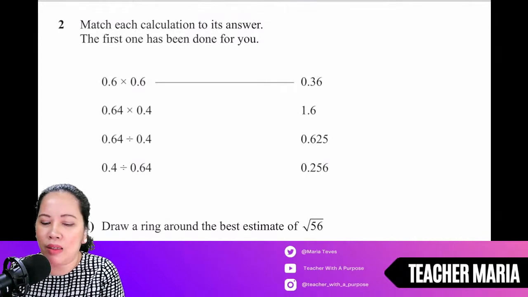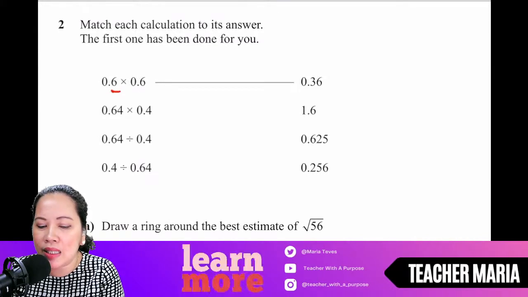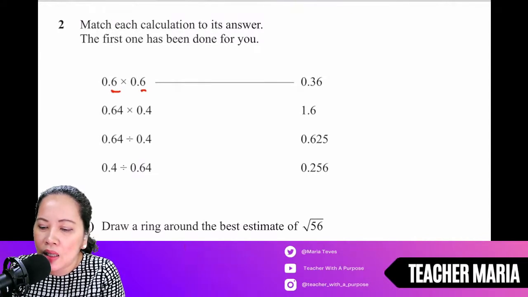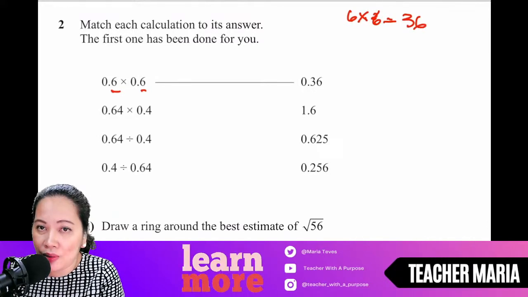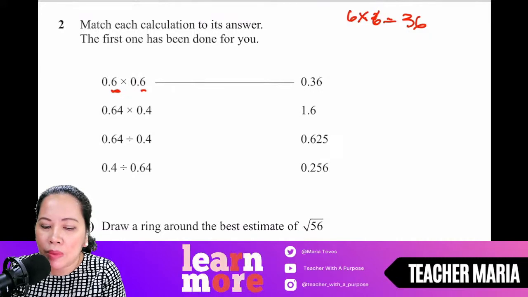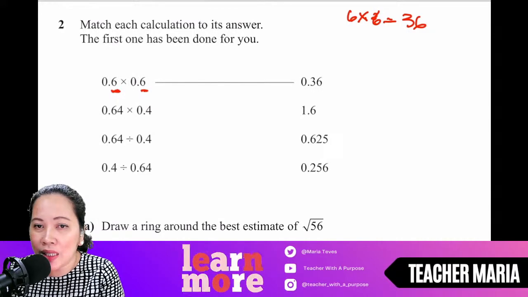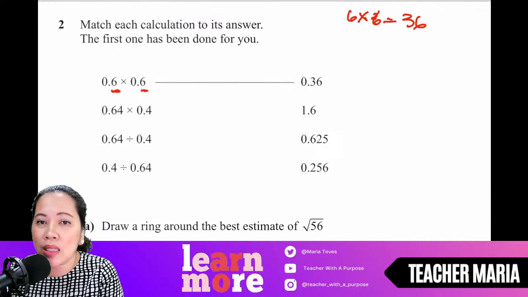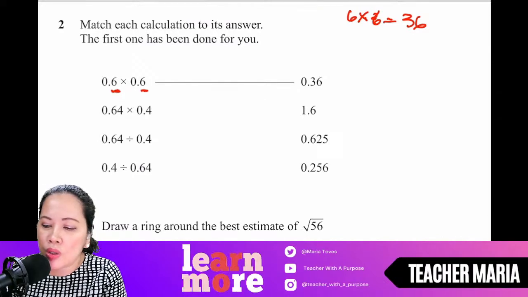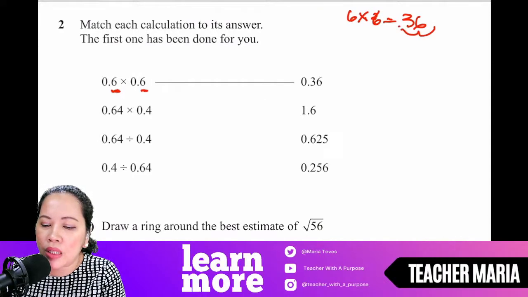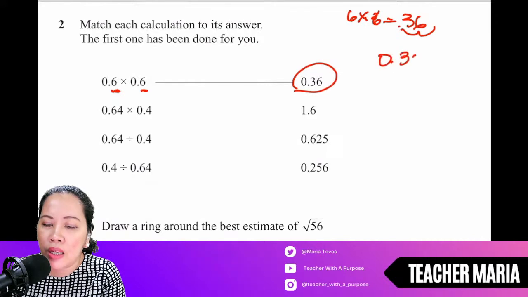Okay, so what do I mean? For example, for the one that is given, that's 6 times 6, which equals 36, right? This is one decimal place and this is one decimal place as well. So the total decimal places that you have is 2. So you just need to move 1, 2. That's why the answer is 0.36.